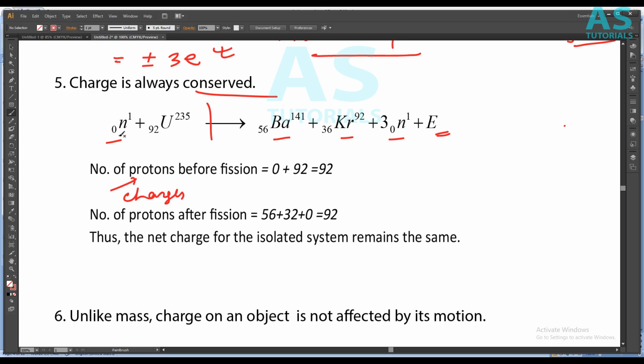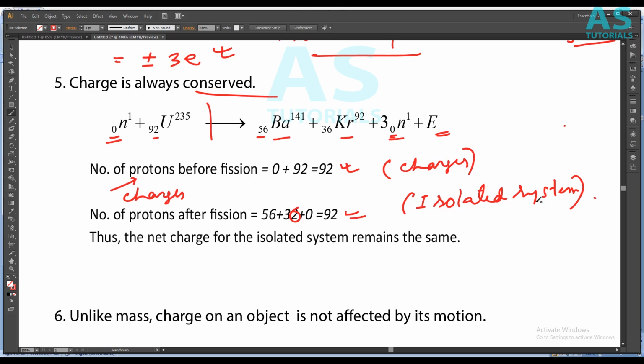The total number of charges before the reaction is equal to 0 plus 92, which is equal to 92. And after the reaction, we have 56 plus 36 plus 0, altogether 92. It means the total number of charges before the reaction is exactly equal to the total number of charges after the reaction, and this is true for an isolated system. So this property is known as conservation of charge. Thus, the net charge of an isolated system remains the same.